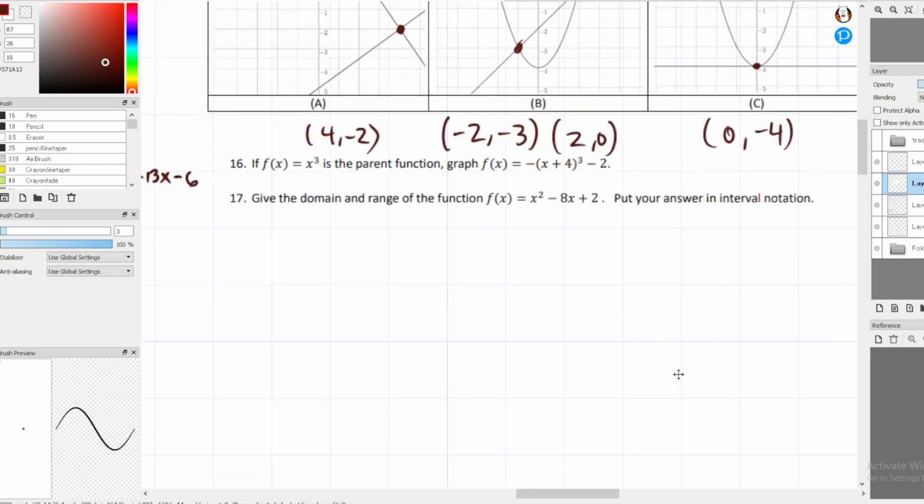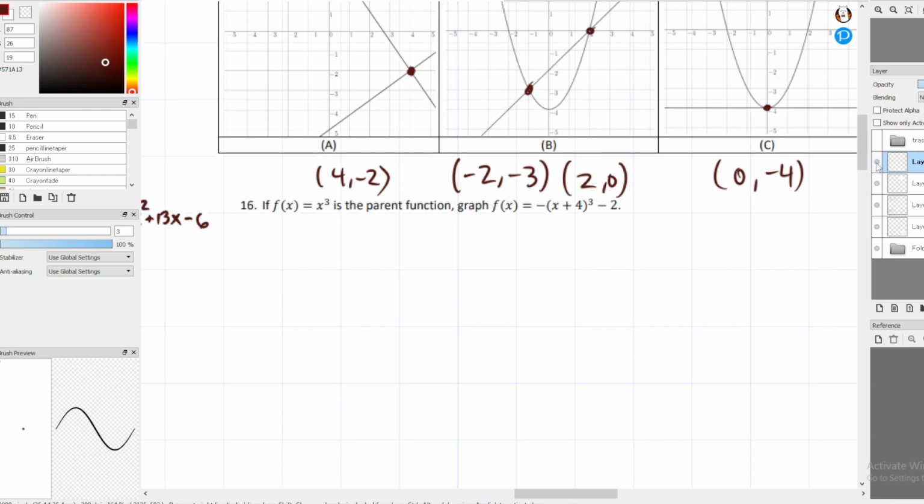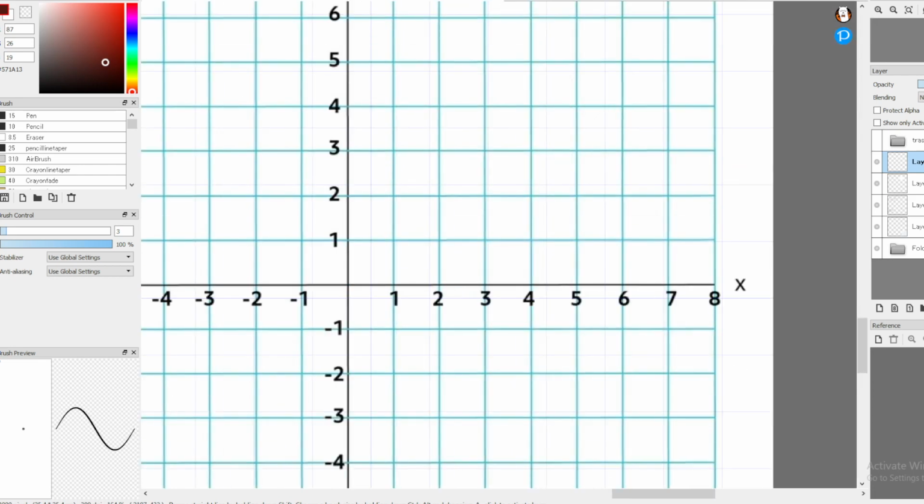Okay. If f of x equals x cubed is the parent function, graph f of x equals negative x plus 4 cubed minus 2. So this follows the transformations that we see in this class pretty frequently, where if it's by the x, it kind of does the opposite of what we think. If it's outside, it moves up or down, and if it's negative, it reflects. So let's graph. So it's negative x plus 4 cubed minus 2.